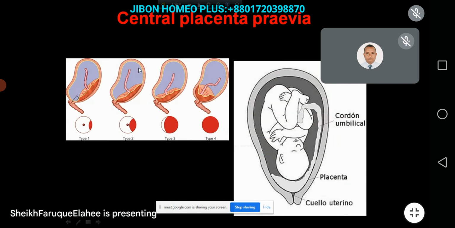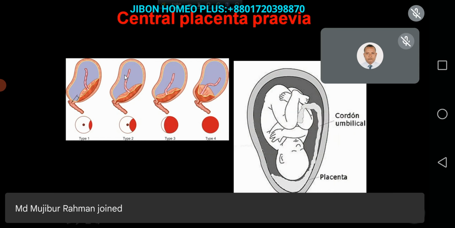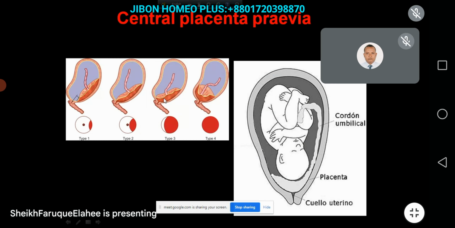Now you see another case. This is called central placenta previa. Also, this is not our case. As a homeopath, if we find there is central placenta previa, we will refer the case to a hospital under the care of an obstetrician. Why? You see, this is the placenta. Normally, the placenta remains away from the cervix. The placenta is usually here, not here. But sometimes the placenta grows near the cervix.